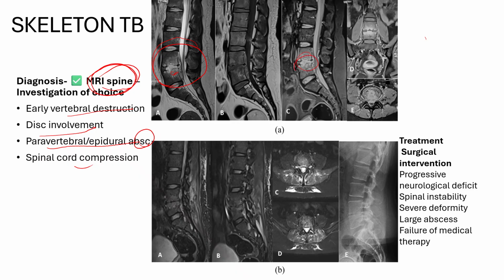Treatment will include 12 months of ATT, and surgery will be involved in cases where there is progressive neurological deficit, spinal instability, deformity, large abscess, or failure of medical therapy. We can extend the treatment up to 18 months.